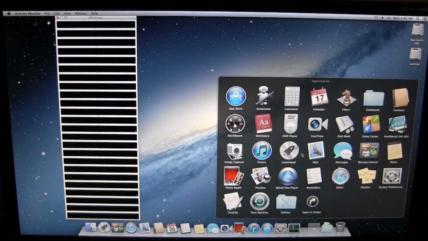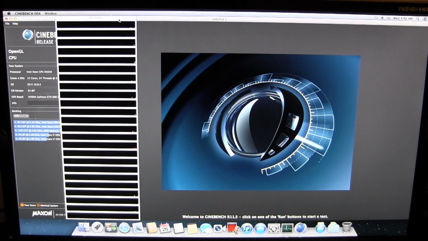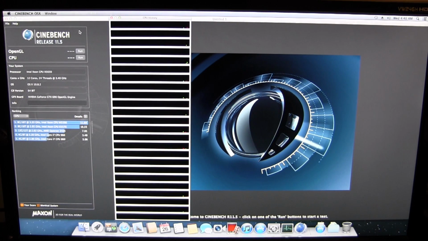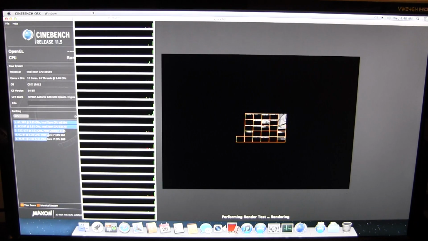The second and final test I ran under OS X is the good old Cinebench, and as you can see, I actually did pull up the Activity Monitor CPU cores so that we can monitor them in real time. For the purpose of this video, I will let you guys see this in real time, so enjoy the music.